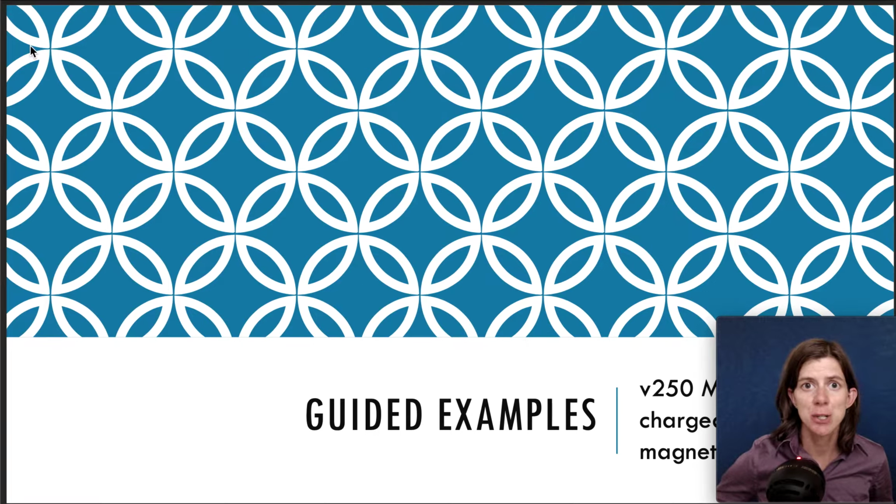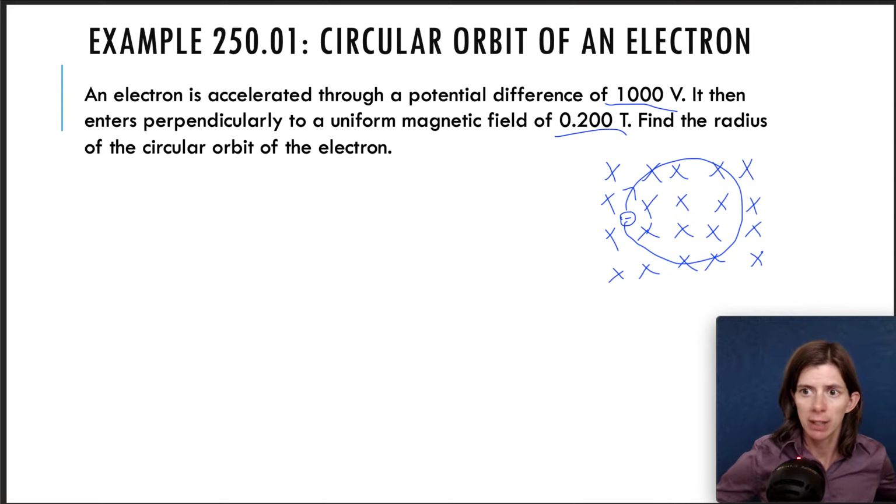This is video 250, the guided examples for the motion of a charged particle in an external magnetic field. We're going to do one example in this video, and I already drew a little bit of what was happening. An electron is accelerated through a potential difference of 1000 volts, and it then enters perpendicularly to a magnetic field. So basically, I drew the magnetic field going into the page and the electron entering going upward.